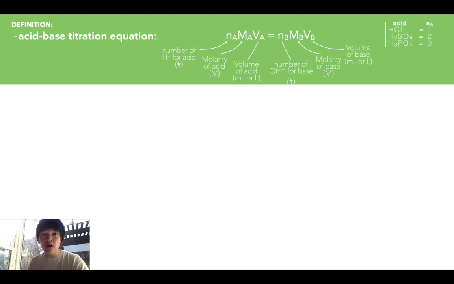For Na, here's some examples. HCl, or hydrochloric acid, only has one hydrogen ion, so Na is going to be 1. While sulfuric acid, or H2SO4, has two hydrogen ions, so for sulfuric acid, Na is 2. Pretty simple. Nb is the same idea for bases. Sodium hydroxide, or NaOH, has one hydroxide ion, so Nb for sodium hydroxide is 1. While for beryllium hydroxide, or Be(OH)2, it has two hydroxide ions, so for Nb, for beryllium hydroxide, it is 2.